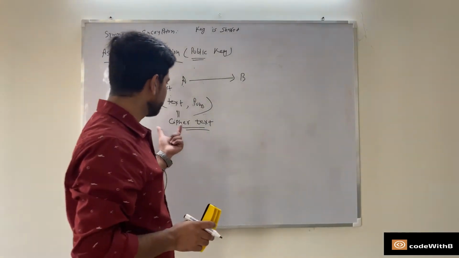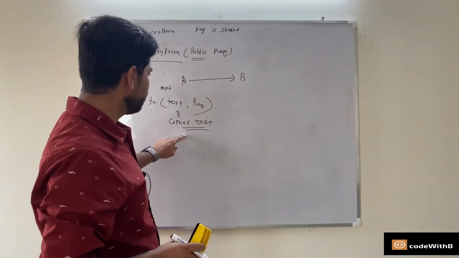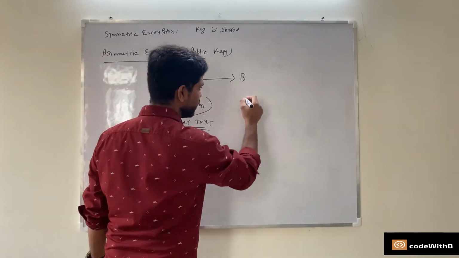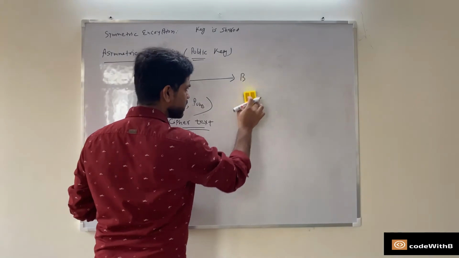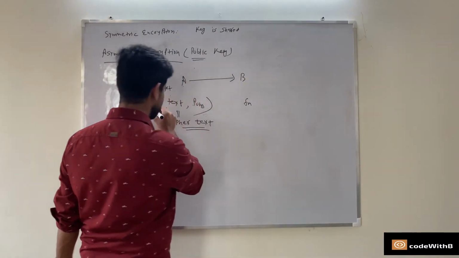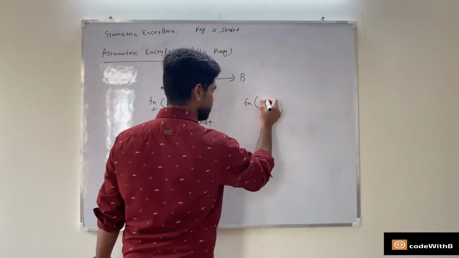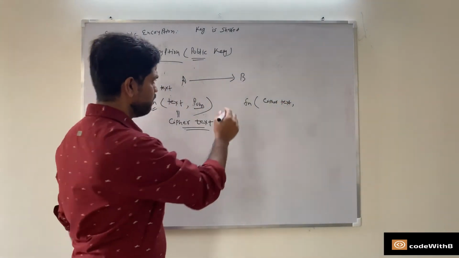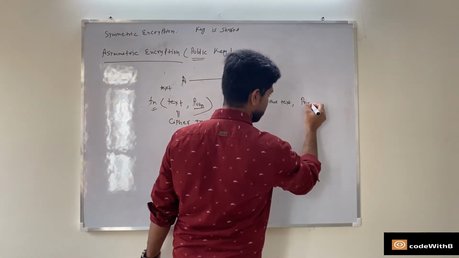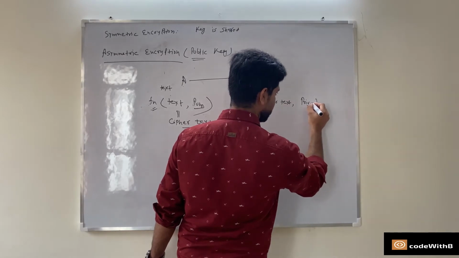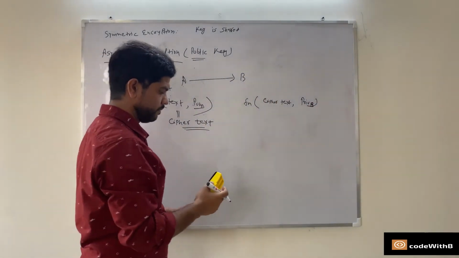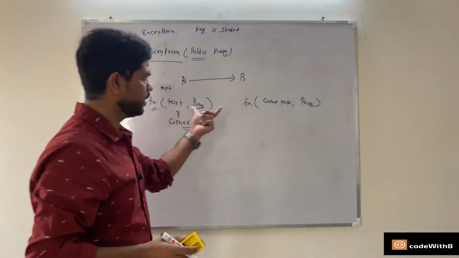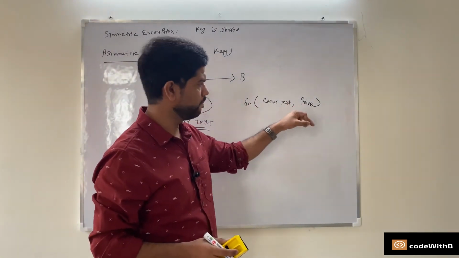Okay, so now whenever this text reaches B, B would need to decrypt it to get the original text. So B will use its private key. Okay, so B will use the same function, it will use the ciphertext, and this time instead of the public key, B will use its private key. Private key of B. Okay. So here it's the private key of B. Here it was the public key. Now the decryption will happen using the private key.